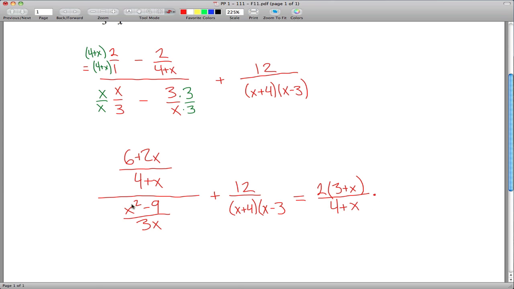Then instead of dividing by this, we can think about it by multiplying by the reciprocal of this. The reciprocal of this is 3x divided by x squared minus 9. But x squared minus 9 is a difference of squares. So we can write that x minus 3 times x plus 3. And so we've rewritten this in a convenient form. Again, leave this guy alone. We'll deal with it eventually.